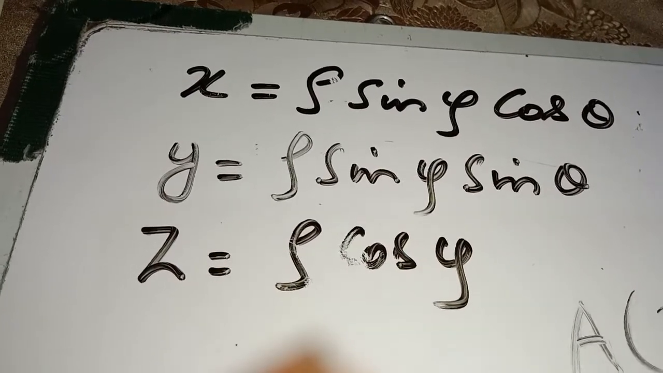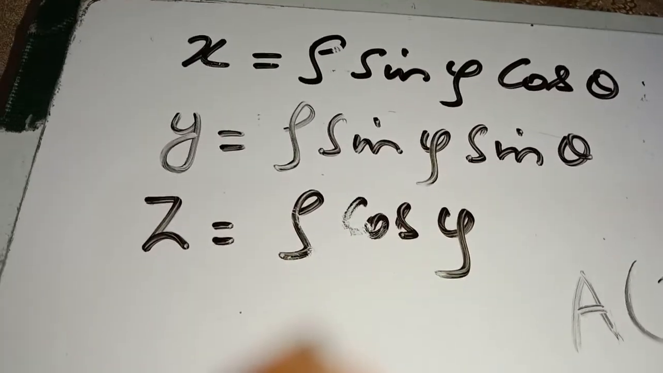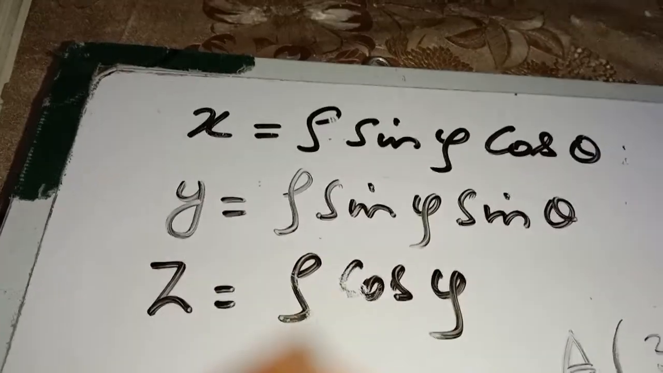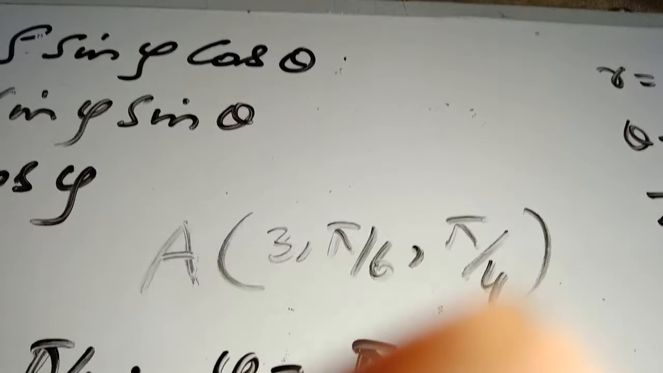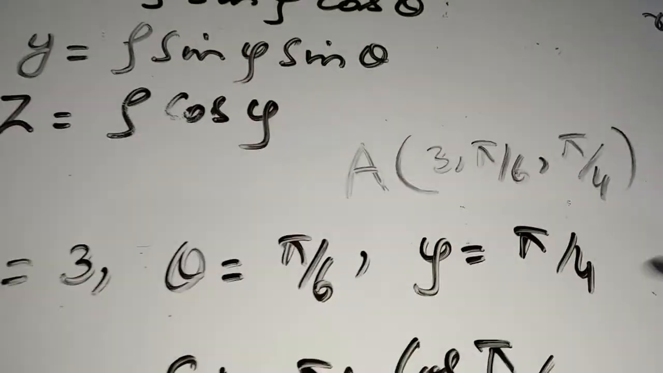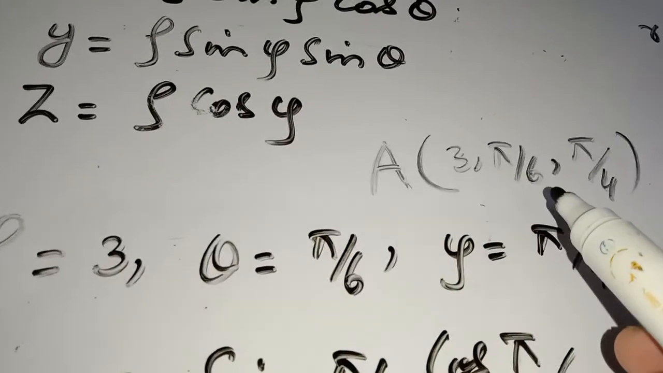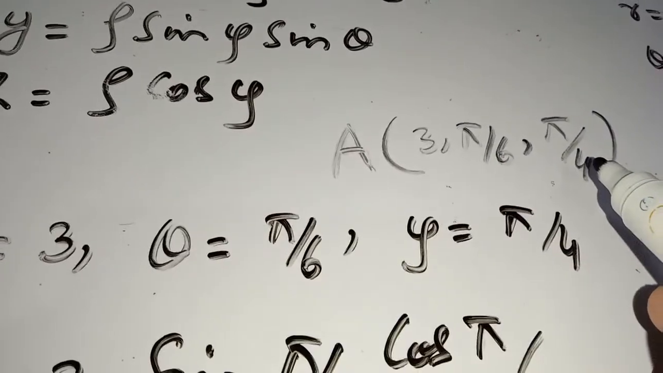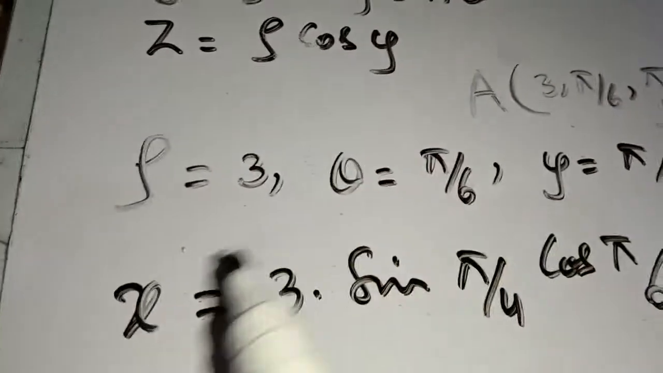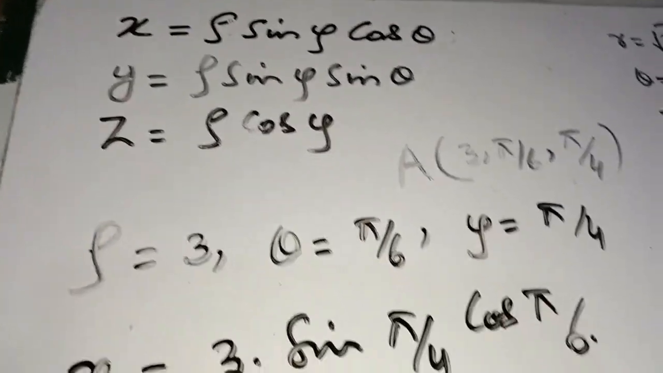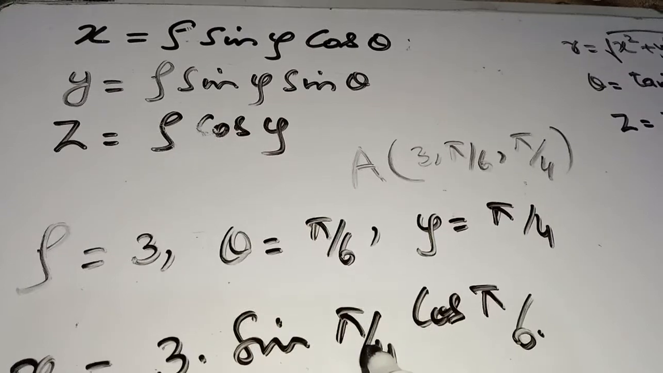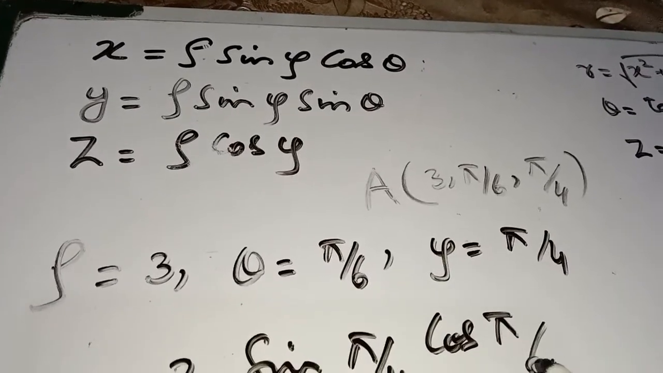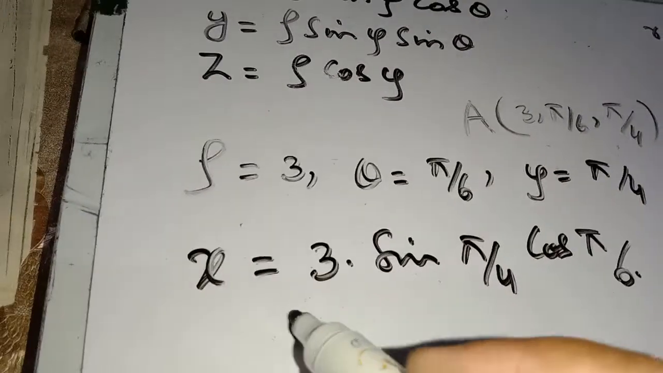To find the value of x, we know here the point is A, rho is equal to 3, theta is pi by 6 and phi is pi by 4. So x will be equal to rho, that is 3, sine of phi, phi is pi by 4, and cos of theta, theta is pi by 6.